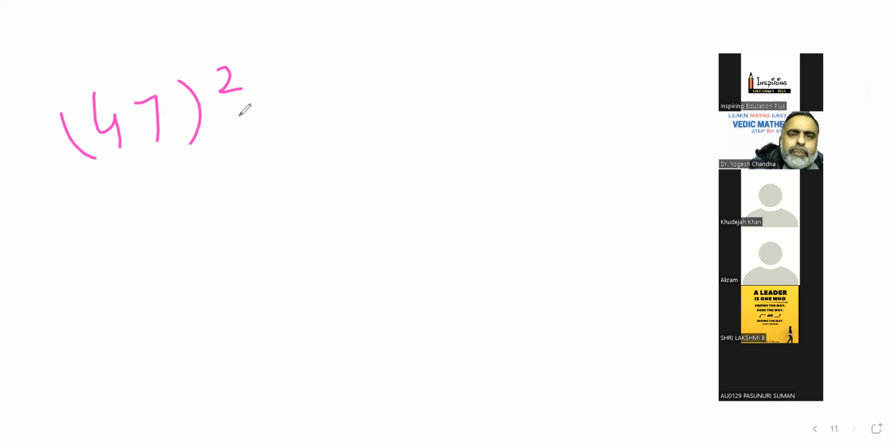With this, we can do any big number. But first, we are practicing for 2 digits, and then we'll move forward. 98 square. 9604. 9604. There are many methods for this, right?